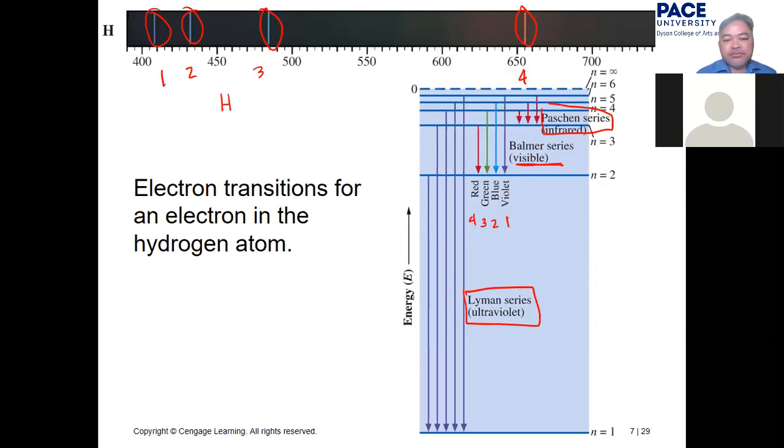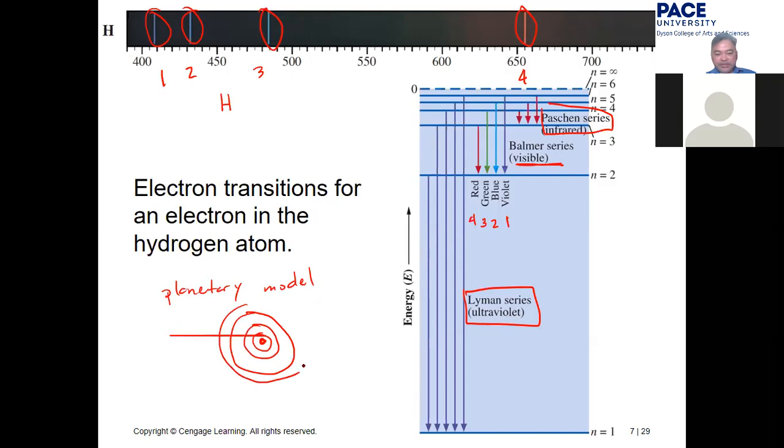And the model that came out of this explanation now becomes the so-called planetary model. So what we had there, there's still a nucleus, but the electrons are in some sort of an orbit, and each orbit can be assigned a quantum number. n equals 1, n equals 2, n equals 3, n equals 4.